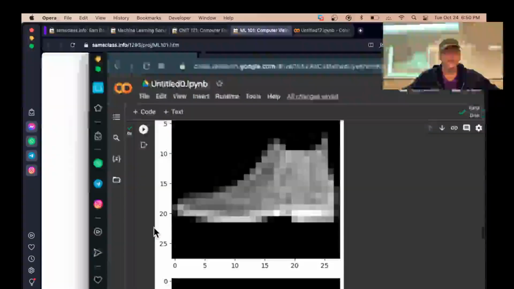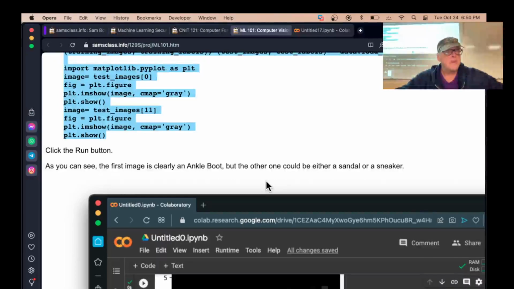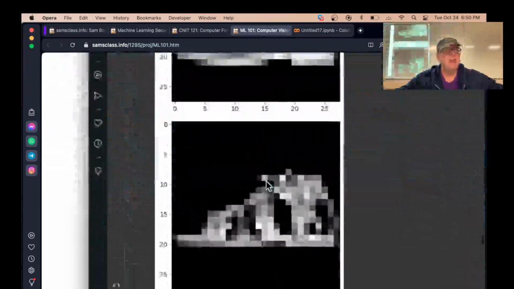And when I did it before, it couldn't tell if this was a sandal or a sneaker. The same, because these could be stripes on a sneaker or they could be straps on a sandal. That's the kind of thing. So it does just what you'd think. It makes errors when it's hard.